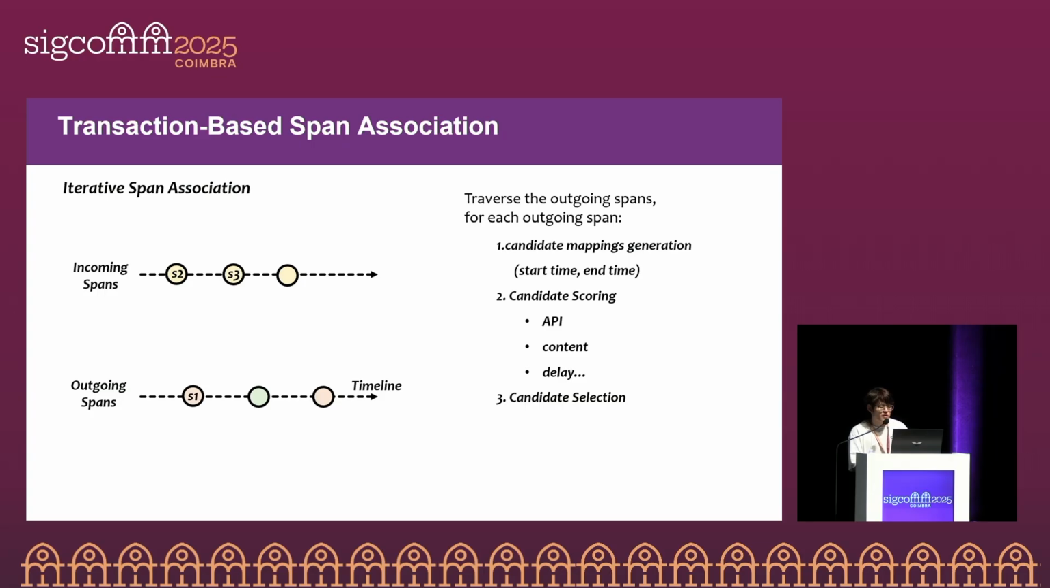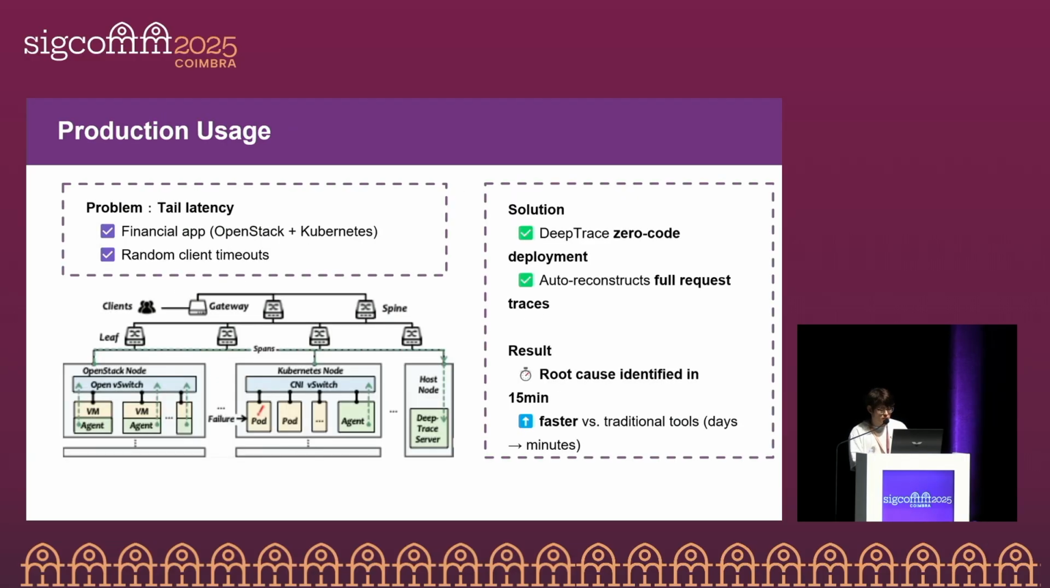Finally, DeepTrace performs iterative span correlation within each component. We assume that the child span starts later than the parent span and ends earlier than the parent span. Therefore, for each outgoing span, we can filter multiple candidate parent spans based on their start times and end times. We then calculate the parent-child probability for each candidate mapping and select the one with the highest probability as the final parent-child relationship.